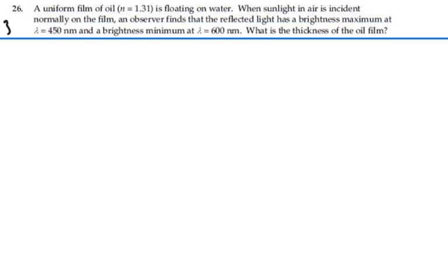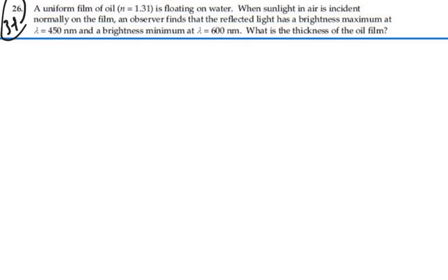Here is 3726. A uniform film of oil, index of refraction 1.31, is floating on water. When sunlight in air is incident normally on the film, an observer finds that the reflected light has a brightness maximum at lambda equal to 450 nanometers and a brightness minimum at lambda equal to 600 nanometers. What is the thickness of the oil film?